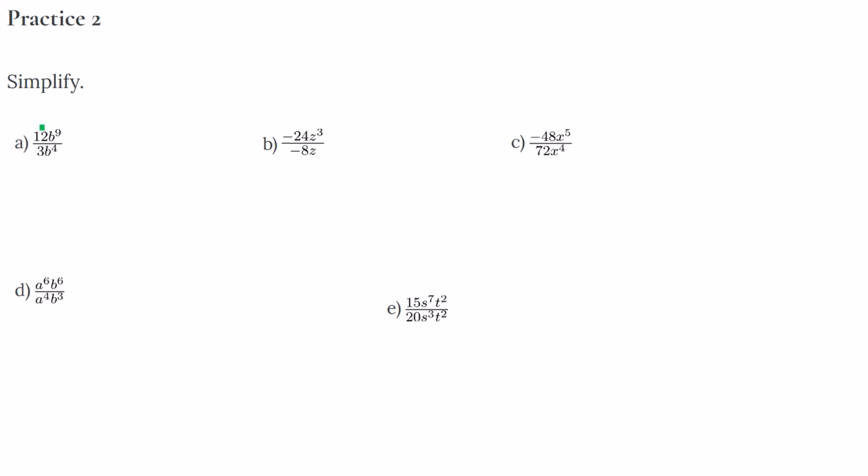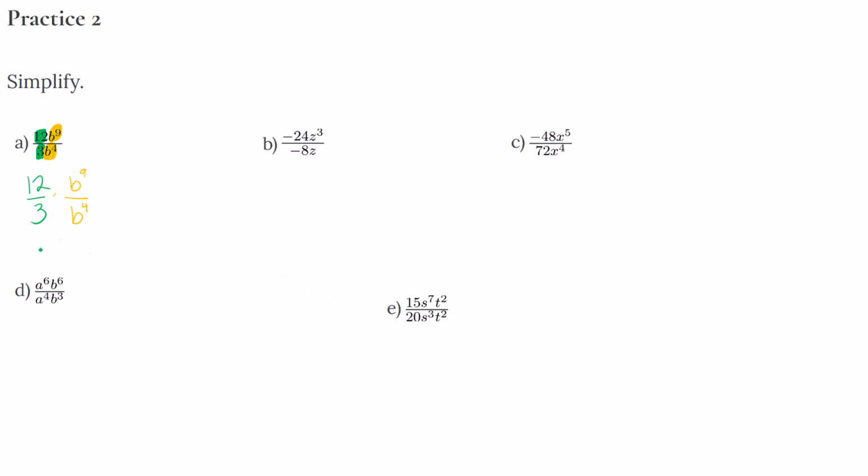To simplify a, I'm going to be able to divide my coefficients, and then I'm also going to be able to divide my powers that both have a base of b. So if I really break this up, we'll have 12 divided by 3, and then we'll have b to the power of 9 divided by b to the power of 4.